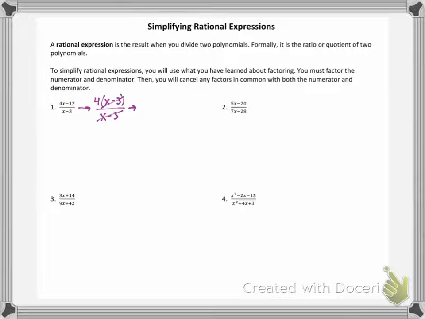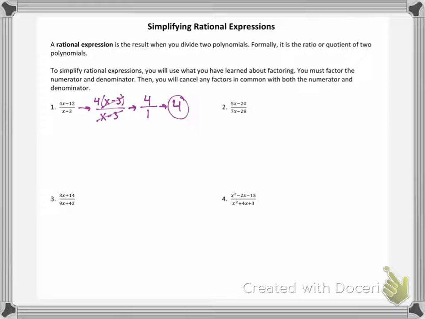So what ends up happening is I have a 4 up top, and since my bottom is canceled out, I'll put a placeholder of a 1. We know 4 over 1 is 4. And that is my simplified rational expression. So again, I factored the numerator, taking out the GCF. Denominator had no way of being factored. We saw there was an expression of x minus 3 in both the top and bottom that canceled out. And then we simplified from there.